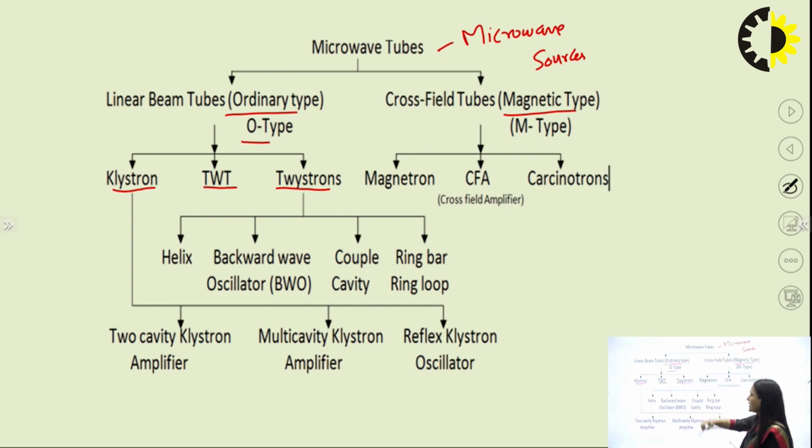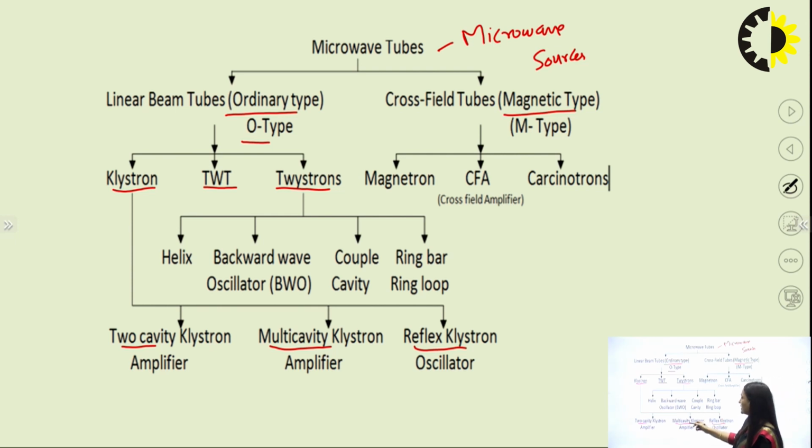It is further divided into four parts: the helix tube, backward wave oscillator, coupled cavity, and ring bar, or it can also be called ring loop, right? And the klystron is divided into the two cavity klystron, the multi cavity klystron amplifier, and the reflex klystron. In the reflex klystron there is one cavity present, and from this cavity only microwave signals are generated. In the two cavity klystron, two cavities are present: one is the buncher cavity and another is the catcher cavity.